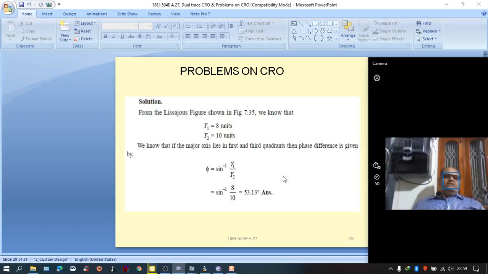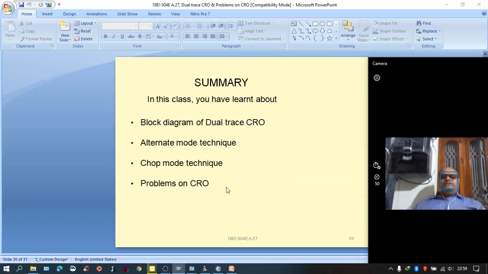And of course, the direct method, that is using the waveform on the graticule, the time period and peak to peak amplitude can be directly measured using the graticule of the CRO screen. So this is all about the block diagram of dual trace CRO, alternate mode and chop mode of application of dual trace CRO, and a few problems on CRO.